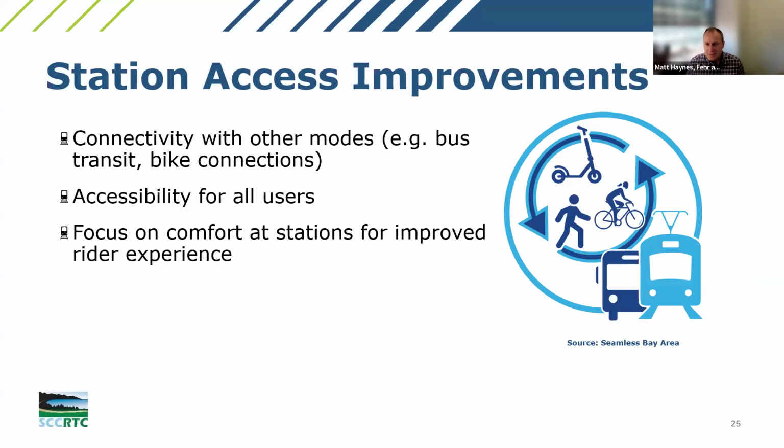Station access improvements also have an effect on overall ridership. And we're noting through the process that connectivity to other modes and accessibility are all important factors in contributing to how many people might use or ride the train at individual stations. And so those are another thing that is being considered as part of the direct ridership component to the forecasting process. Next slide.